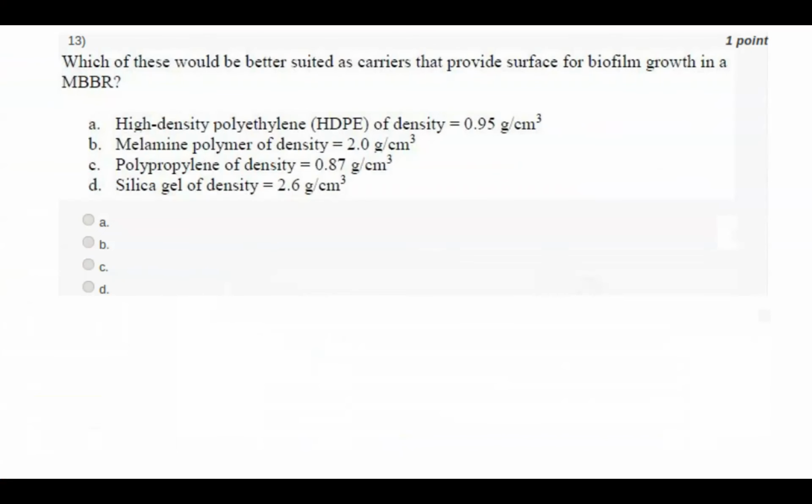Now, which of the following would be better suited as carriers that provide surface for biofilm growth in MBBR? Four options are given: high density polyethylene, then melamine. No, it is not C. A is the answer.